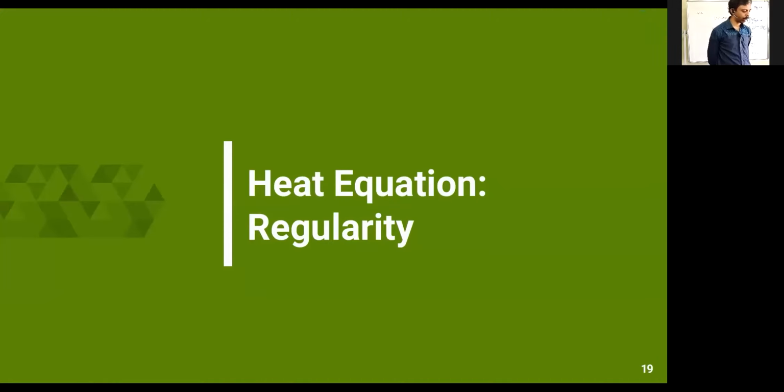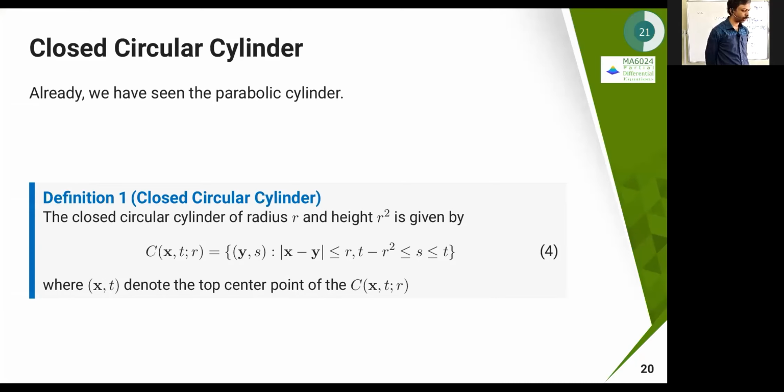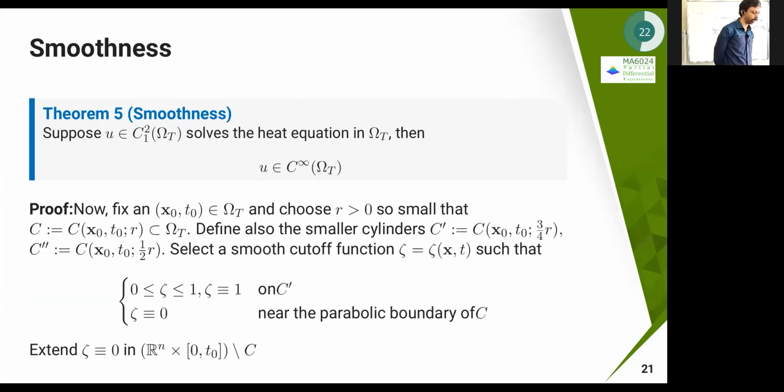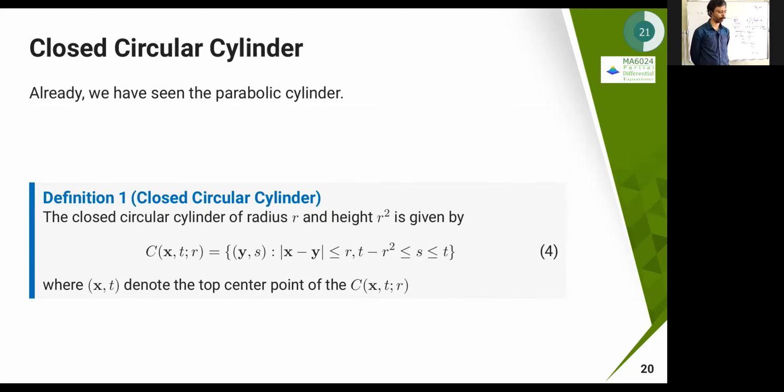Heat equation regularity. Here, what we are going to claim is this. In the regularity for the Laplace equation, we claimed that a harmonic function is going to even attain analyticity. Here, in general, it is not going to be analytic. For some problems it will be analytic, but in general it is not. So we are going to say that at least if u belongs to C^{2,1} of omega t and solves the heat equation, then u belongs to C infinity of omega t. That we are going to do.